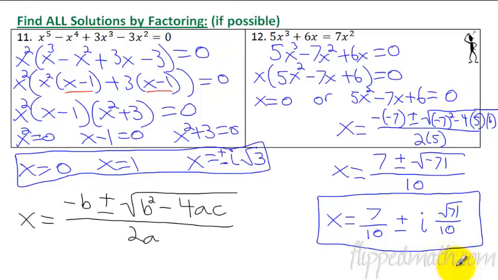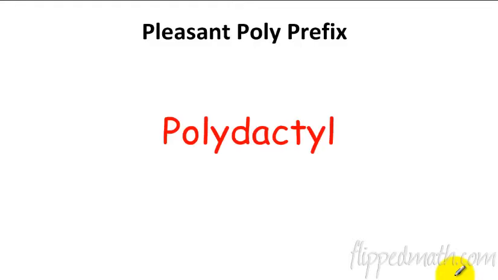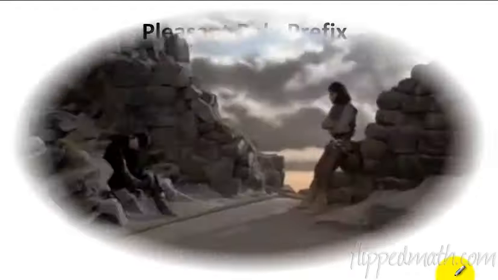Pause and get this written down if you don't have that, because our final part of our lesson is one last pleasant poly prefix, and this one is going to be something that's about polydactyl. Polydactyl, this is actually real. I'm not making a joke on this one. It's about when you have more than the normal number of digits on your toes or on your fingers. Just a funny little clip about somebody who had that, and that's it for our lesson. So rock that mastery check, and I will see you back in the next lesson.